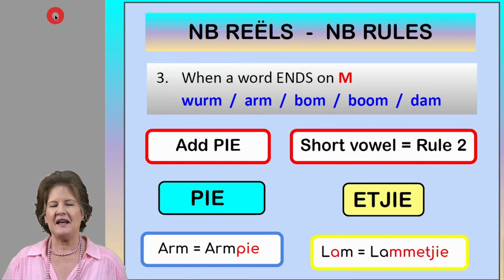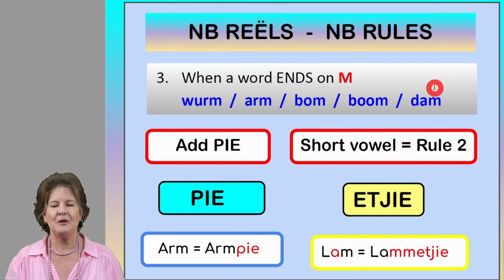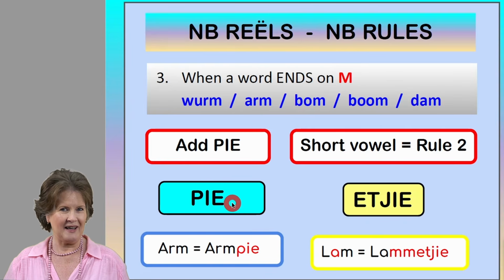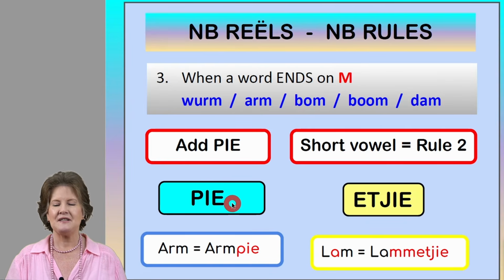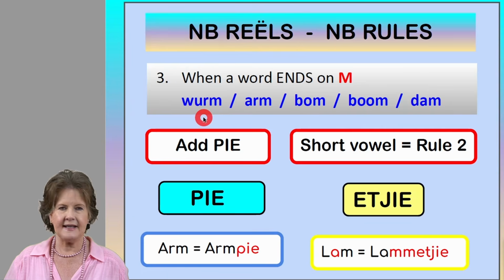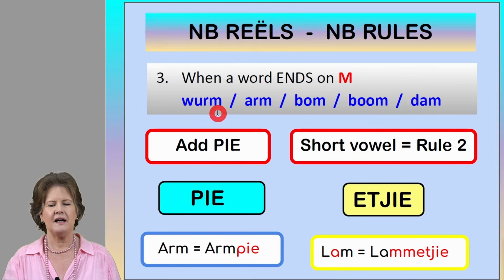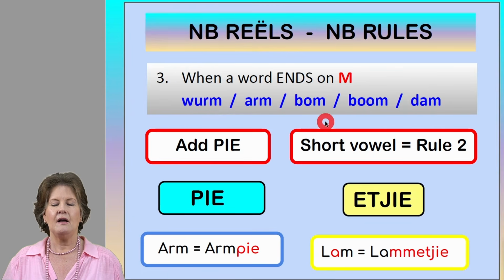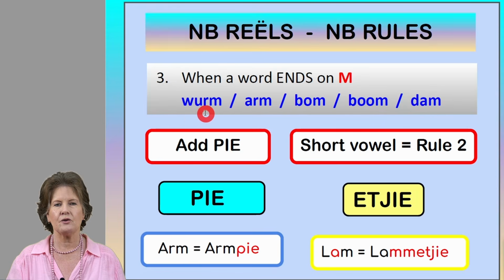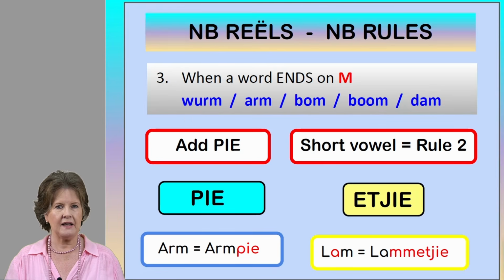Now we get into the M rule. The moment a word ends on M, you give it P-I-E. I call it pie, okay? So remember, look at wurm. The second last letter is a R, so you give it a P-I-E. The same with arm. Look at boom. There's a long vowel, so you keep the long vowel, you just add P-I-E. So with any other letters or consonants or a long vowel, you just add P-I-E.